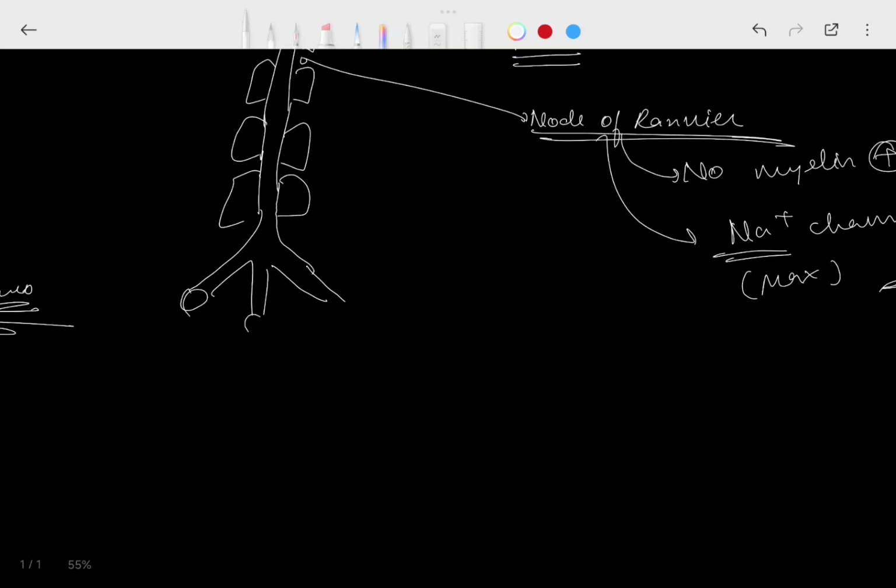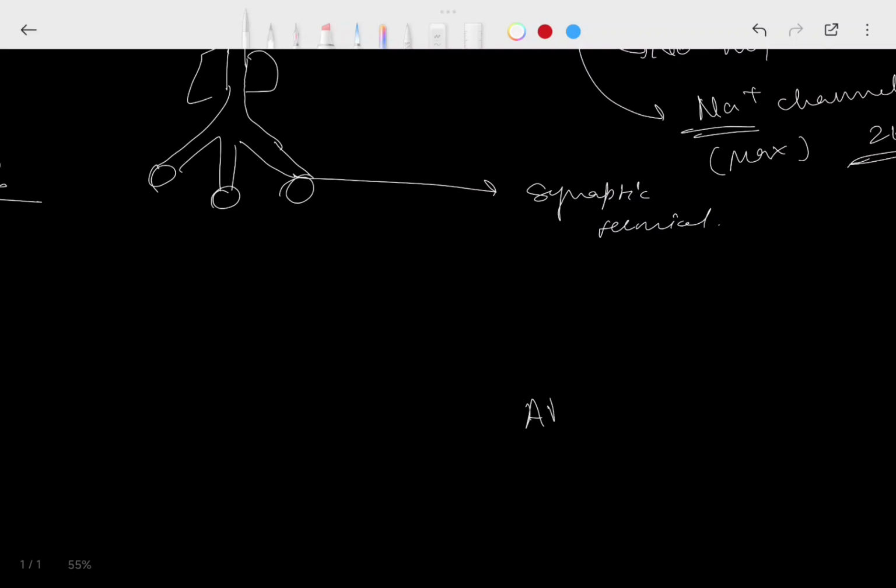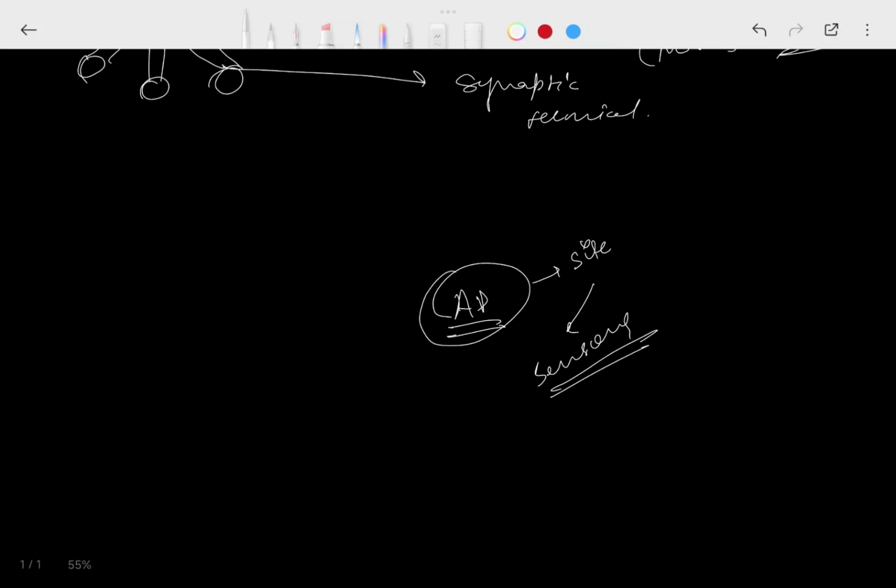Now this is known as the synaptic terminal, which is the ending of the axon. The most important electrical activity that happens in the neuron is the generation of an action potential. In a sensory neuron, the site of generation of the action potential is at the first node of Ranvier. But in a motor neuron, the site of the action potential is at the axon hillock and initial segment.